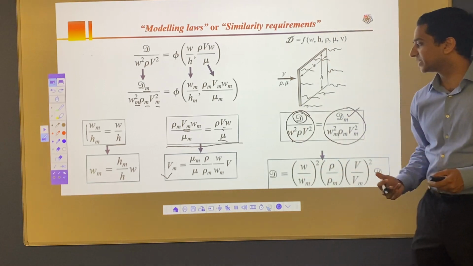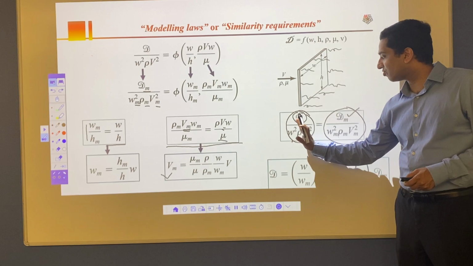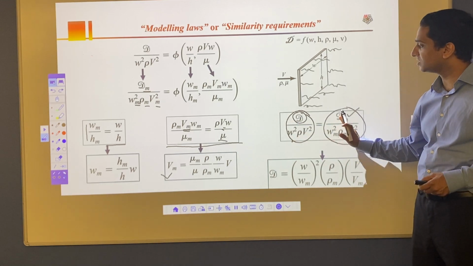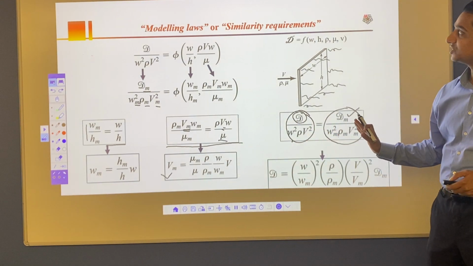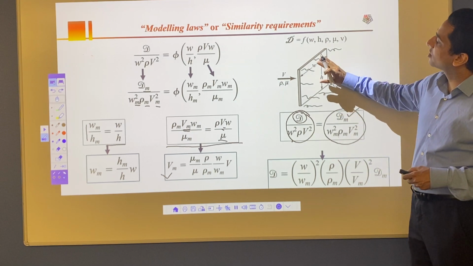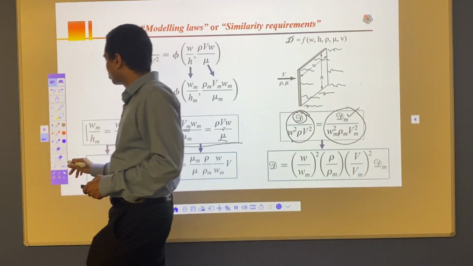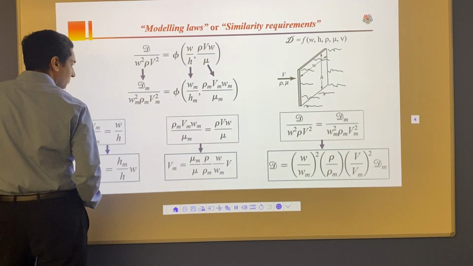The importance of Buckingham pi theorem is that whatever the pi term you will get, it will be same for the prototype, same for the model, and you can use that relationship, you can use that similarity to predict how your prototype will behave. That's the whole idea. Let's do a problem and try to understand how does it work.